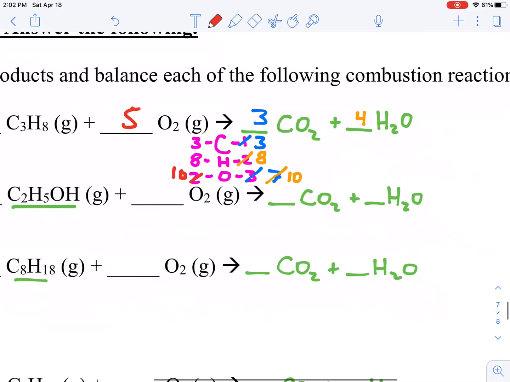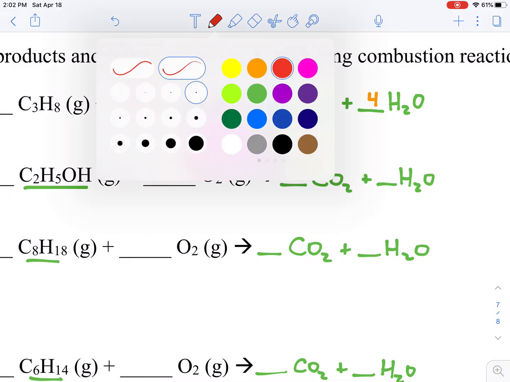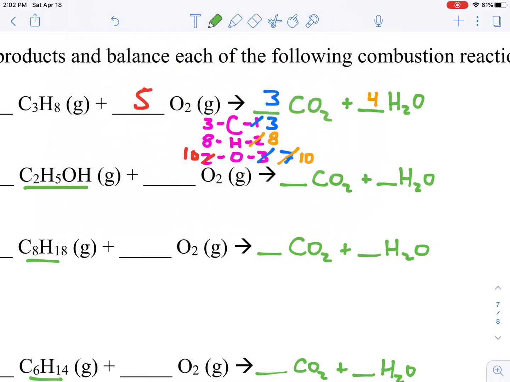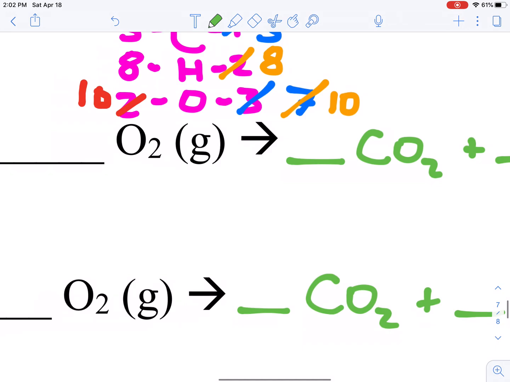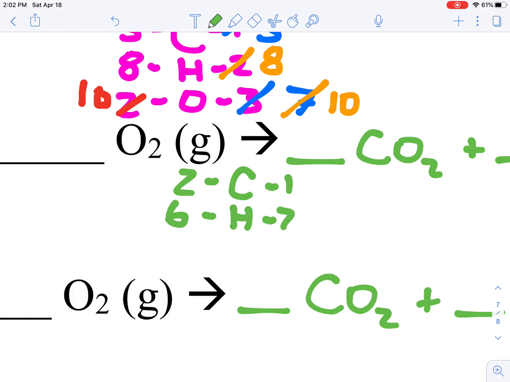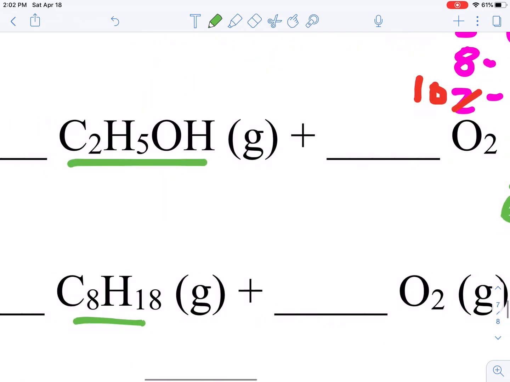All right, let's try letter B. Things are a little bit more crazy because now we have oxygen in the hydrocarbon. Let's start with carbon. There are 2 carbons on the left, 1 on the right. There are 6 hydrogens on the left, 2 on the right. You'll notice I got 6 because I added these 5 and that 1.